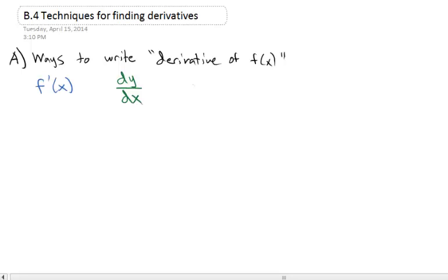Another way you might see the derivative written is d dx of f of x, so the derivative with respect to x of the function. And then one that's used less often, but we still see it on occasion, is d sub x of the function f of x.